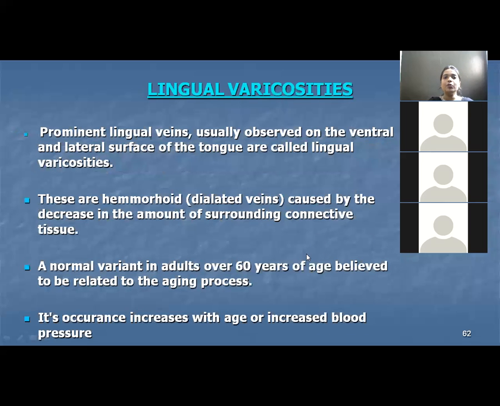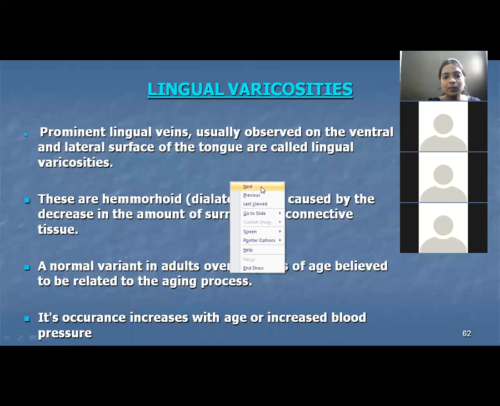Then next is lingual varicosity. What is varix? Varix means abnormal, tortuous, prominent vein. Okay, varicosities. Lingual varicosities means prominent, tortuous lingual veins. It is usually observed on the ventral and lateral surface of the tongue.